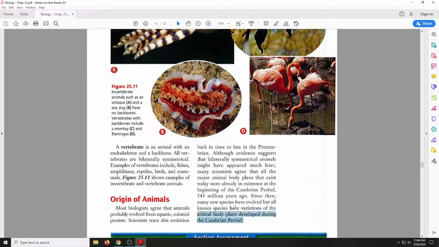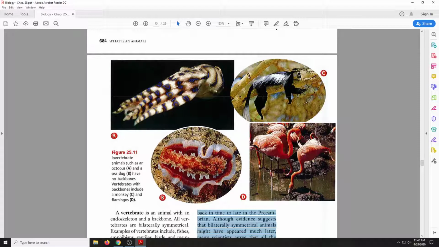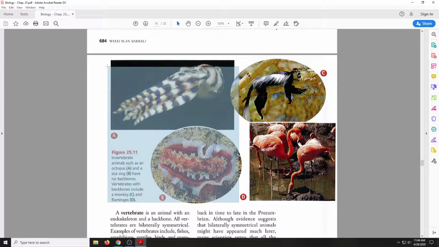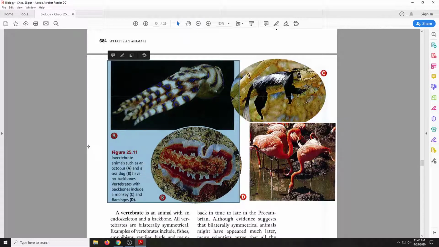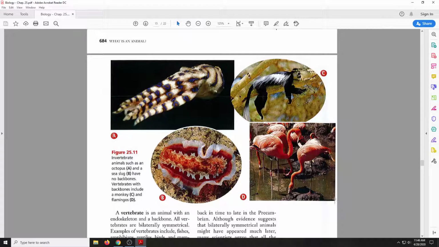This paragraph just talks about some of the stuff that we already went over, so I'm not going to repeat that again. I just want to show you guys some more examples. These two things would be invertebrates. They do not have a backbone. These would be vertebrates. They do have a backbone.